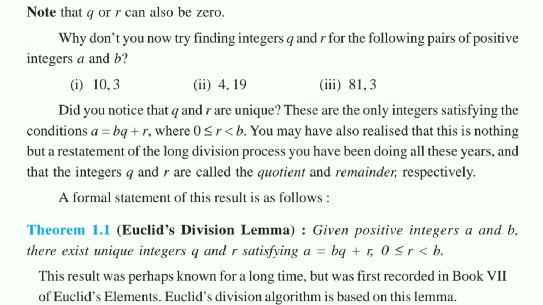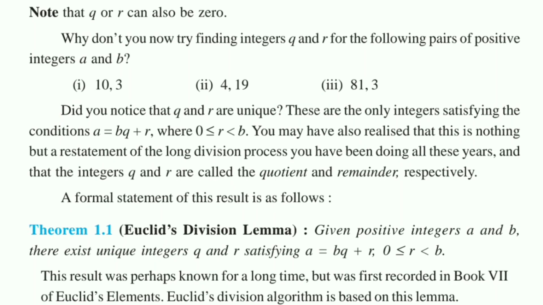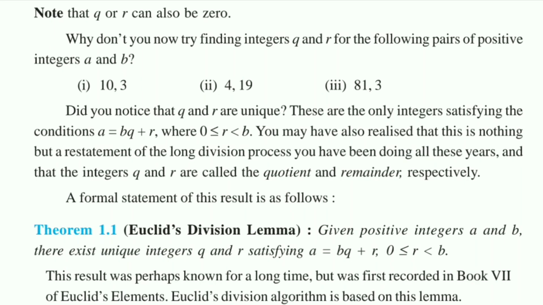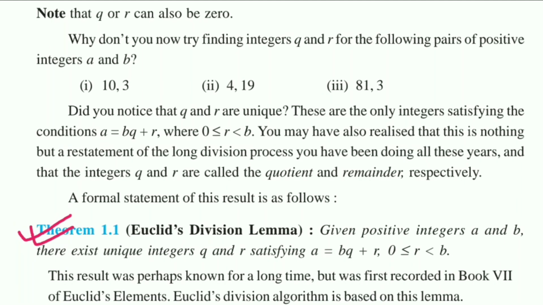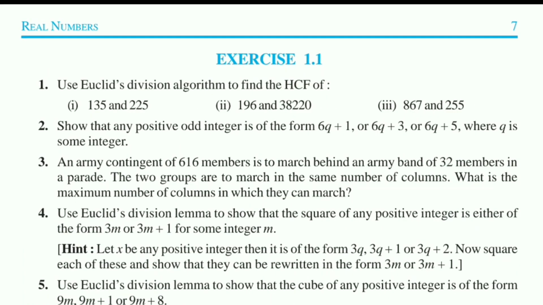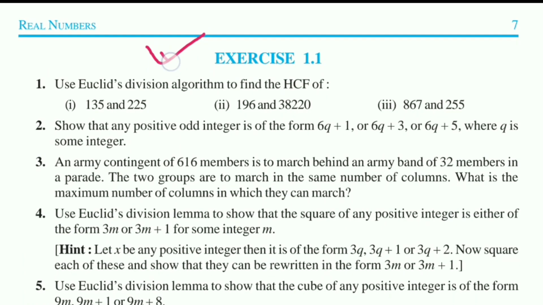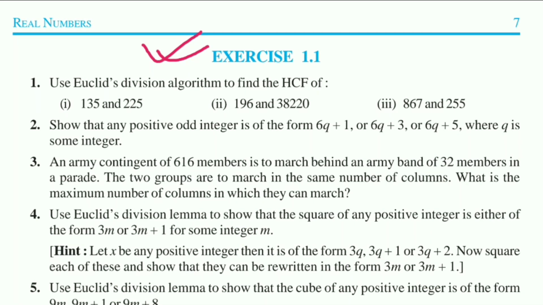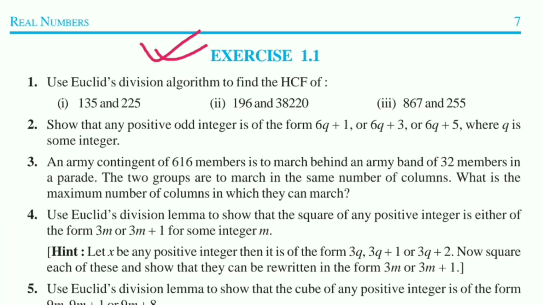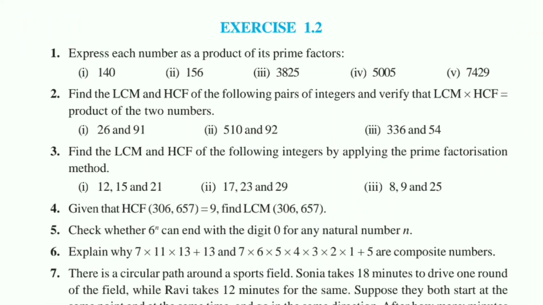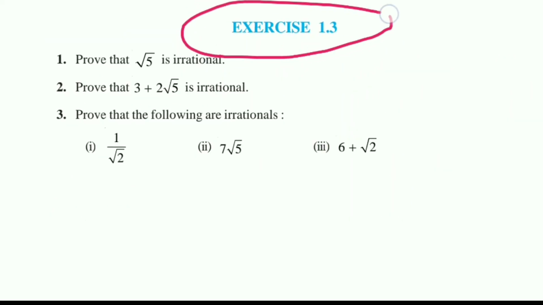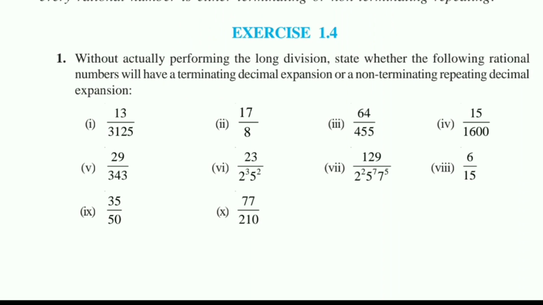Theorem 1.1, that is Euclid's division lemma, is also removed, so don't read this. Exercise 1.1 is also removed, so don't read it, because it is related to Euclid's division lemma, that is, the algorithm or method. You have to read exercise 1.2. You have to read exercise 1.3 also. You have to read exercise 1.4 also.